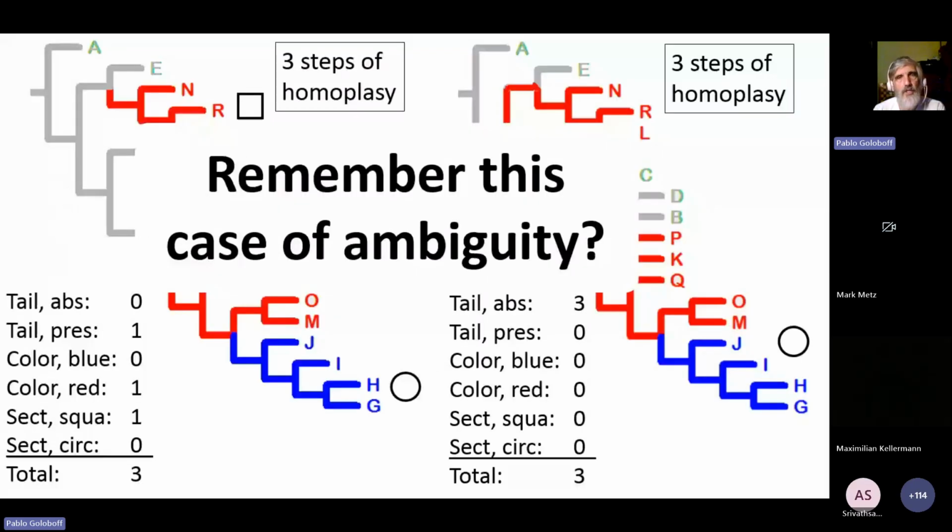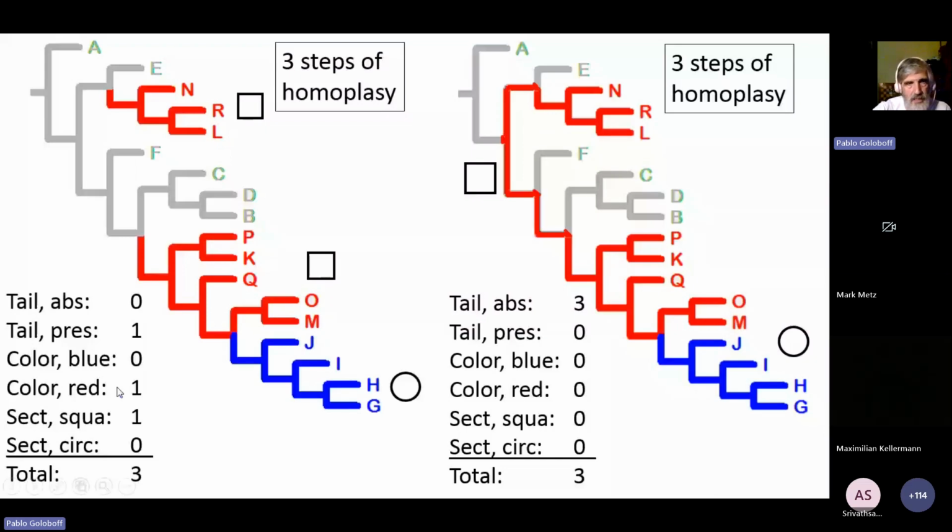Remember this case of ambiguity, right? Both reconstructions have 3 steps of homoplasy, but the one on the left has 3 steps of homoplasy by positing 1 step of homoplasy in the tail, 1 in the color, and 1 in the section, for a total of 3, while the reconstruction on the right has 3 steps of homoplasy by positing only 3 steps of homoplasy in the tail and none for the colors.